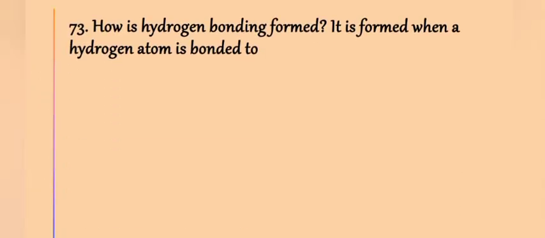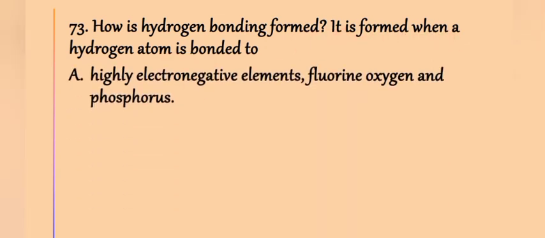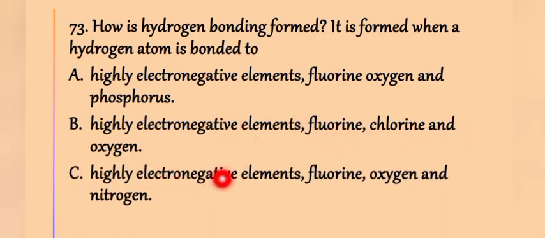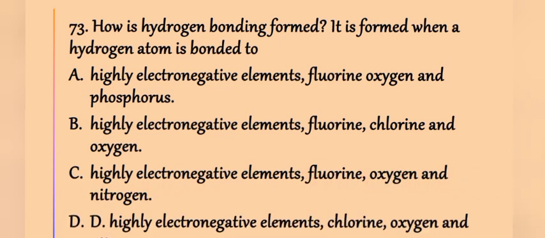Question 73. How is hydrogen bonding formed? It is formed when hydrogen atom is bonded to A. high electronegative element fluorine, oxygen and phosphorus. B. High electronegative element fluorine, chlorine and oxygen. C. High electronegative element fluorine, oxygen and nitrogen. D. High electronegative element chlorine, oxygen and nitrogen. So the answer is C.